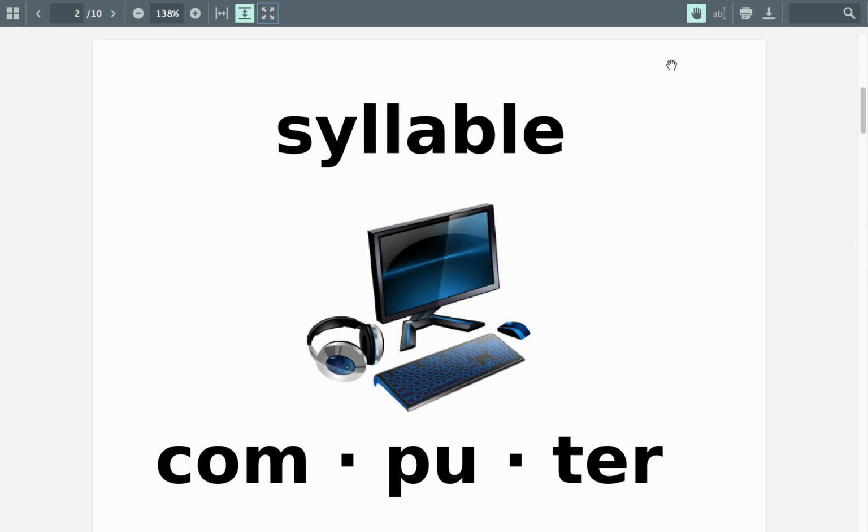Each of those parts is a syllable. A syllable is a word part that contains its own vowel sound. So if a word has 3 parts, how many syllables are there? I hope you're thinking 3. Let me repeat that. So if a word has 3 parts, like computer, 3 parts has 3 syllables. Each syllable has its own vowel sound.